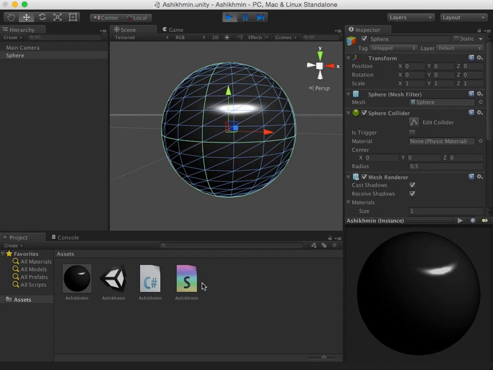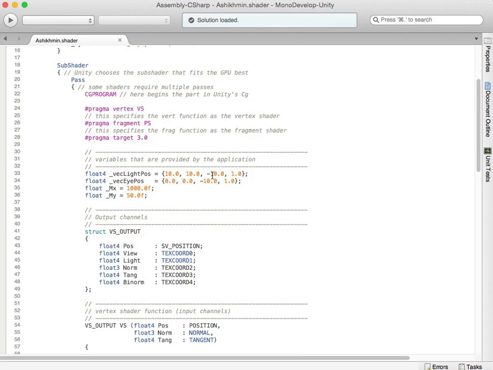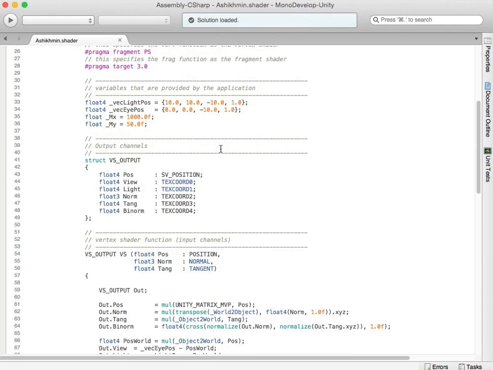So without further ado, just moving to the shader code here, this is converted from a shader I found in Programming Vertex and Pixel Shaders by Wolfgang Engel. And we have typical parameters here. We've got a light position and an eye position for the specular components, so that's fairly straightforward. But here we have our mx and our my, which are terms in the theory that I cover in the lectures that control this anisotropic component of the specularity. So those properties are used down here.